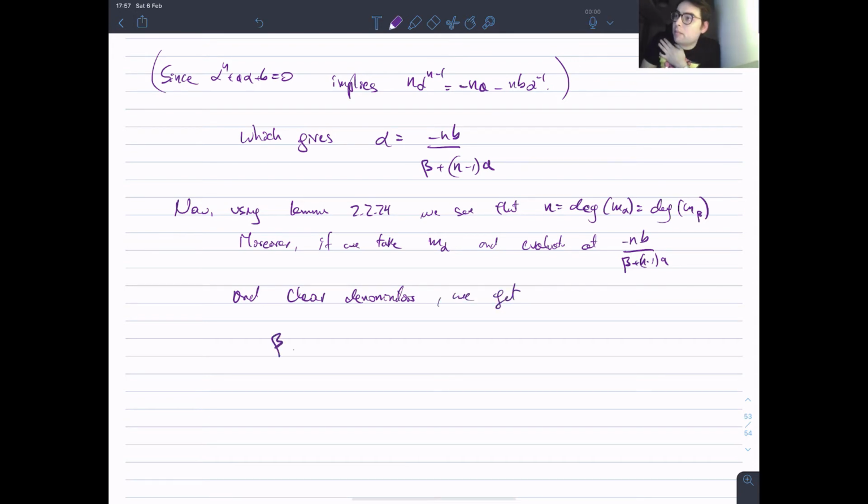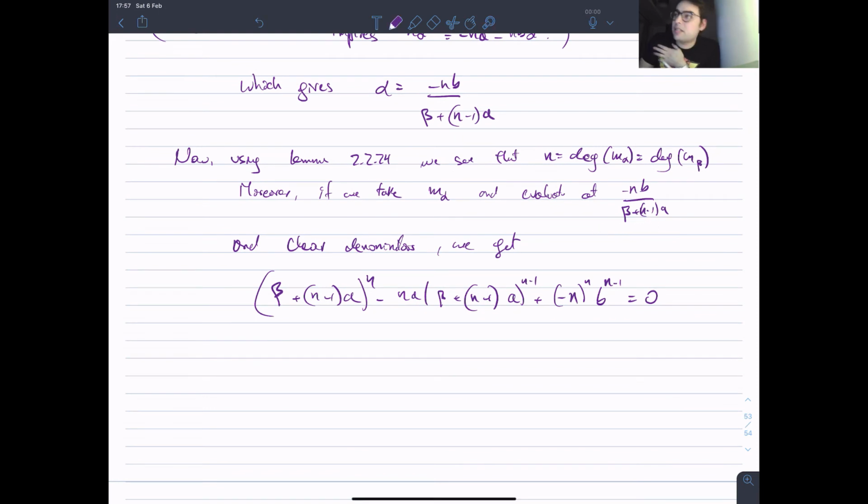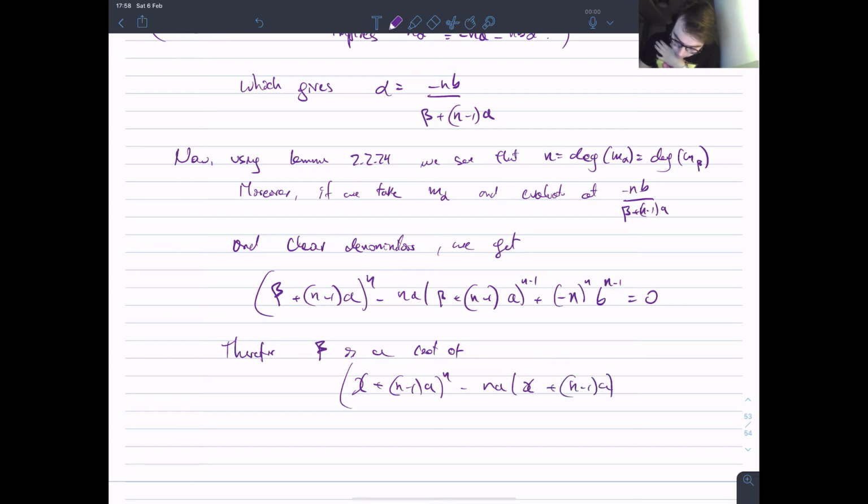So what do you get? You get that (beta plus (n-1) a)^n minus n a (beta plus (n-1) a)^(n-1) plus ... plus (-1)^n n^n b^(n-1) equals 0. This is what you get from just evaluating at this. Therefore, beta is a root of the following polynomial, where I'll put x: (x plus (n-1) a)^n minus n a (x plus (n-1) a)^(n-1) plus ... plus (-1)^n n^n b^(n-1). So it's a root of this polynomial.